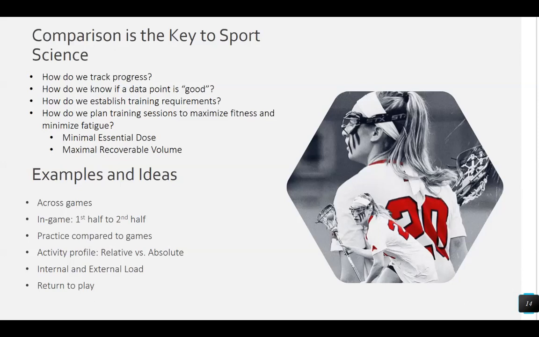But that's where some of the strategies can come into place, that if we know somebody goes all in the first half, maybe we can manage their load in the first half a little bit more so that we maybe get them a couple of subs on occasion so that they can be full, or at least as close to full as possible in the second half and still be a contributor as a high minute player. We can do practices compared to games, and I've got some examples of that coming up. And then same thing, activity profile. So we'll look at some examples of this, relative versus absolute, and then internal, external load, and then finally return to play. So this is really where the practical application comes in, and we're going to dig into each one of these as we move forward.